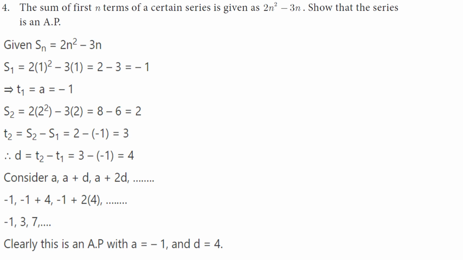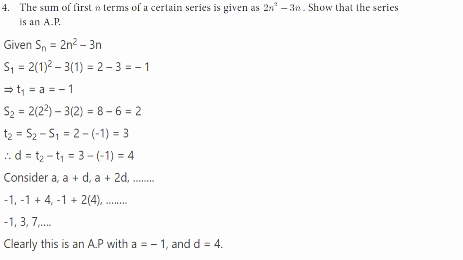Next you find S2, n equal to 2: 2 into 2 squared minus 3 into 2. 2 squared is 4, 2 into 4 is 8, 8 minus 6 equals 2. Therefore T2 equals S2 minus S1, that is 2 minus of minus 1, equals 3. So what is D? T2 minus T1, that is 3 minus of minus 1, minus into minus is plus, so 3 plus 1 equals 4.